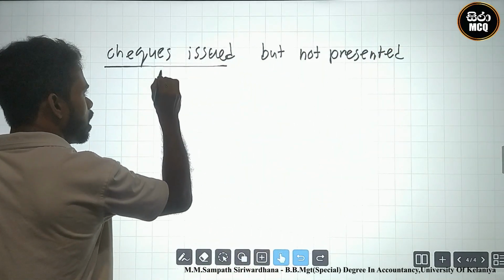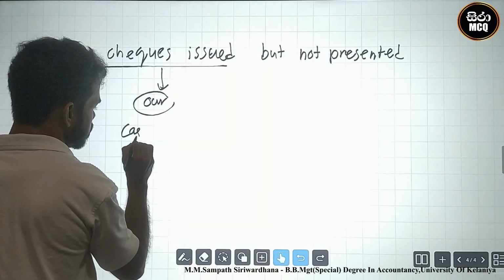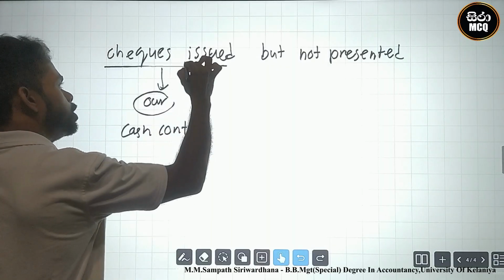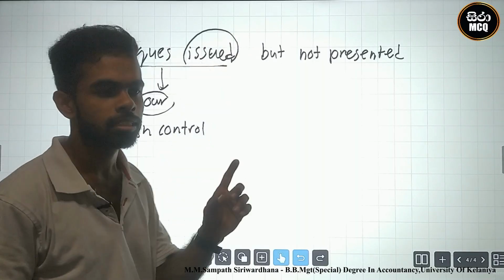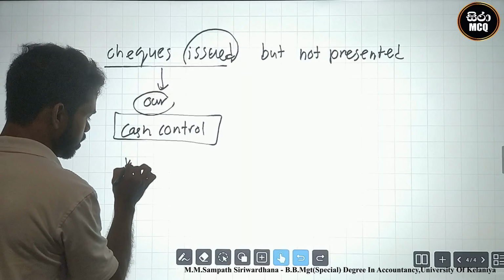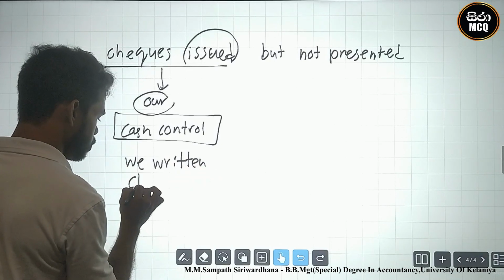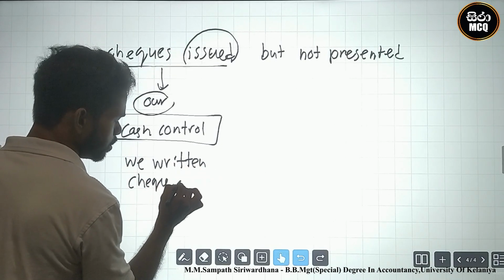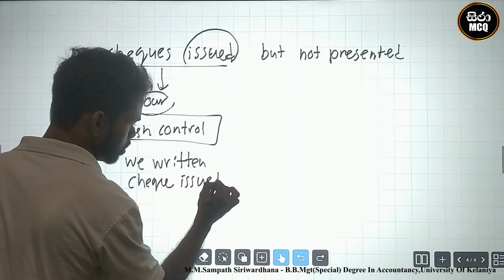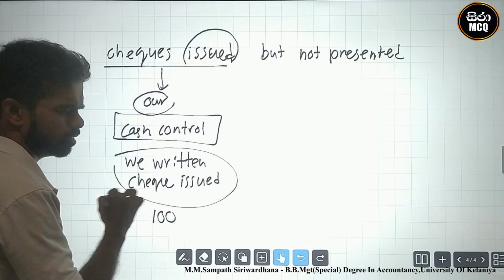Check issued means our language. Our language means cash control. Issued means we have written. Check issued, we have written. We issued some checks. Look here, example 100.